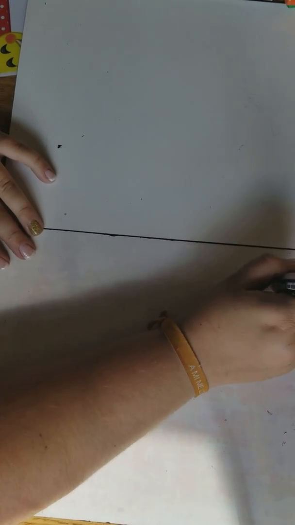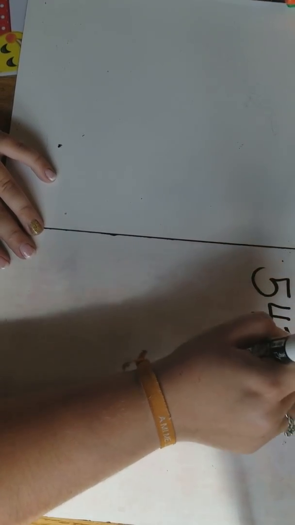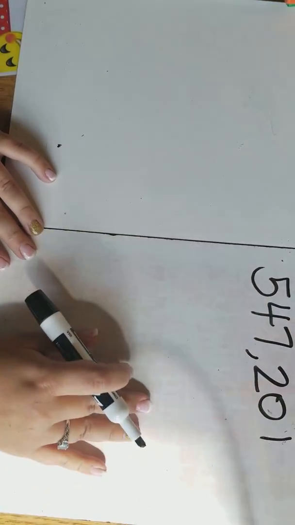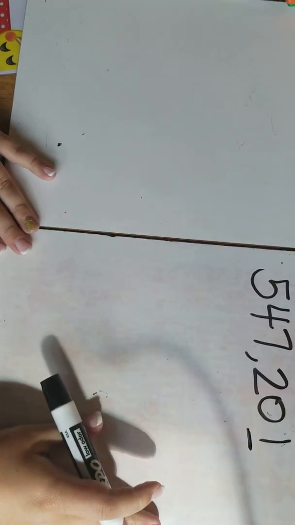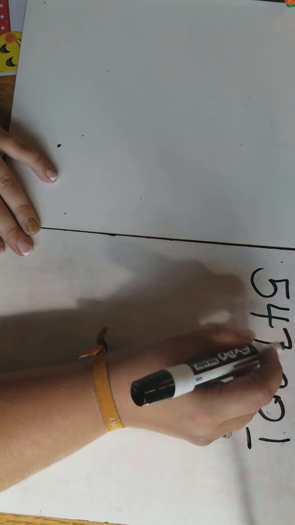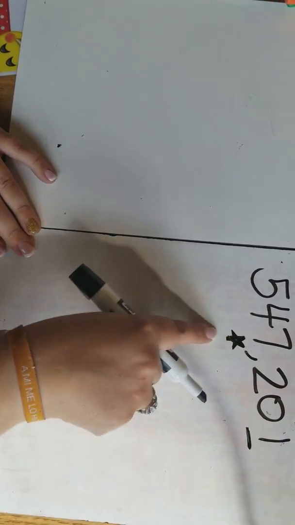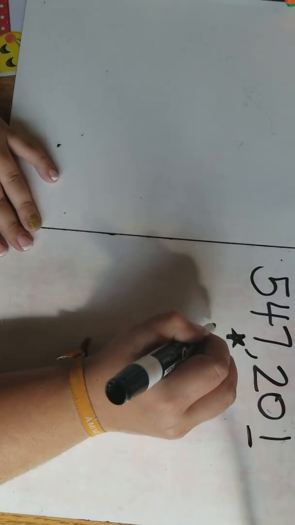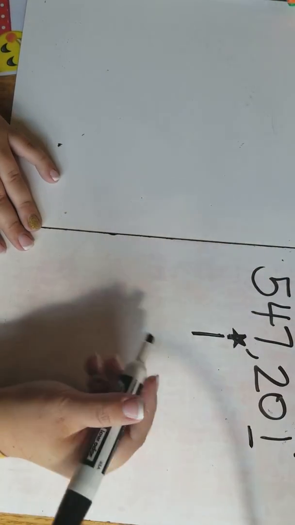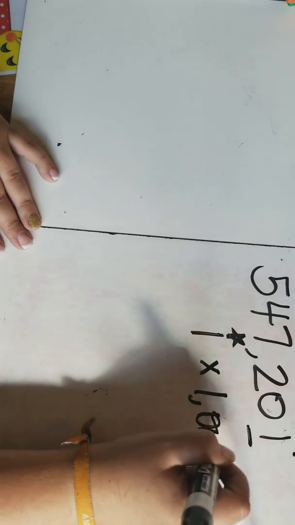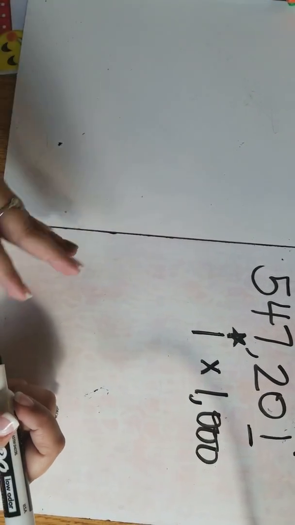So if I'm going to have the number 547,201, it would give us a question like, if this 1 was in the thousands place, so this is where we want to move the 1 to the thousands place, how much bigger would this 1 be than this? So if we're going from the ones to the thousands, it would be 1 times 1,000. And our place value goes in increments of tens.